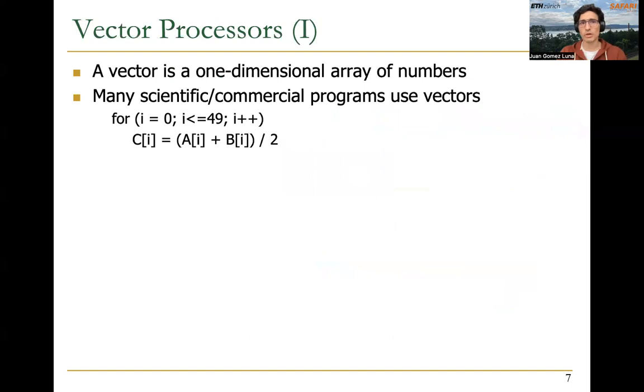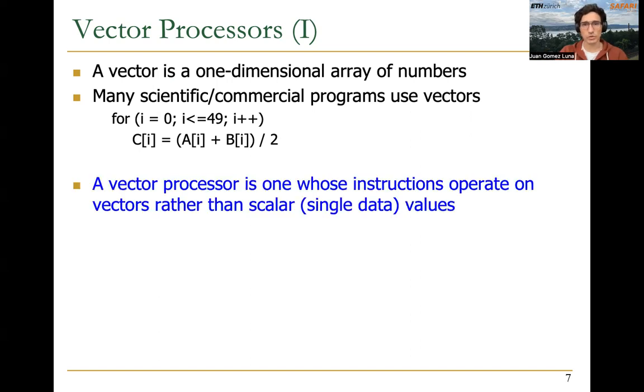Let's start talking about vector processors. A vector is a one-dimensional array of numbers, and many scientific and commercial problems use vectors. In this example code that you can see on the slide, we are operating on two vectors, A and B, and we are storing the result in one vector C. Observe that the three vectors, A, B, and C, have in total 50 elements, or at least we are operating on 50 elements of these vectors.